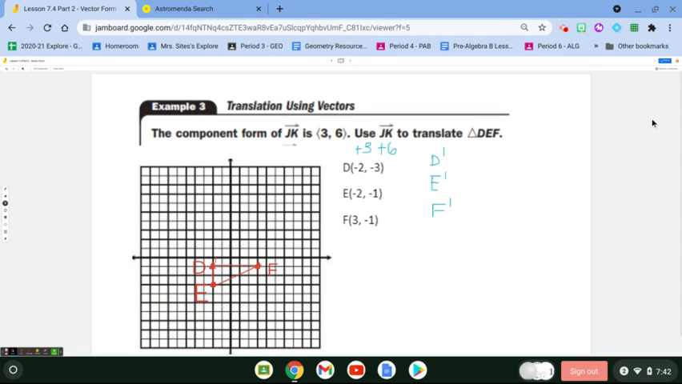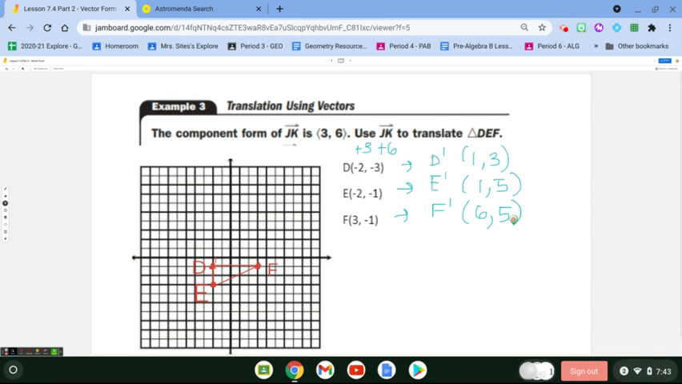Okay, so if I'm trying to figure out what D prime would be, if I added 3 to those values, that would turn into 1. And if I added 6 to that, the y value would be at 3. For E prime, this would be at 1, and then adding 6, that would be at 5. And then for F prime, adding 3 and adding 6: 3 and 3 give you 6, and negative 1 plus 6 would give you 5.